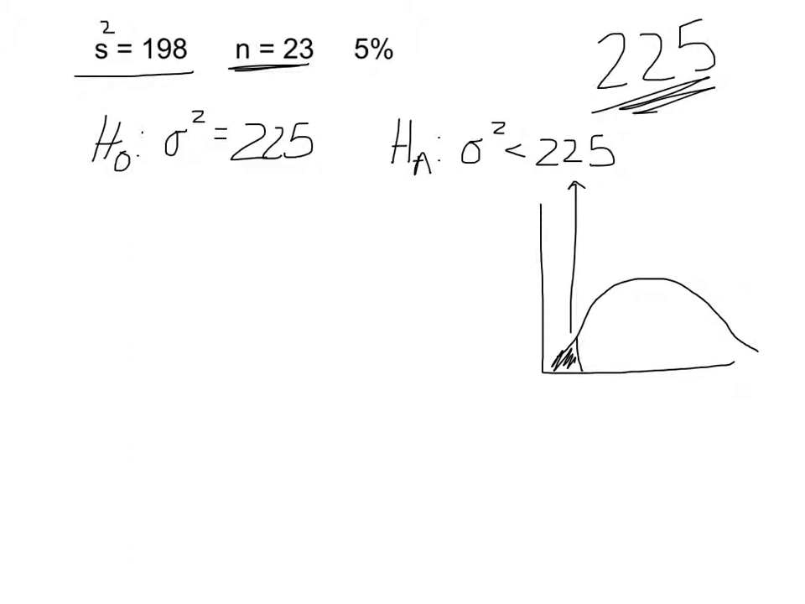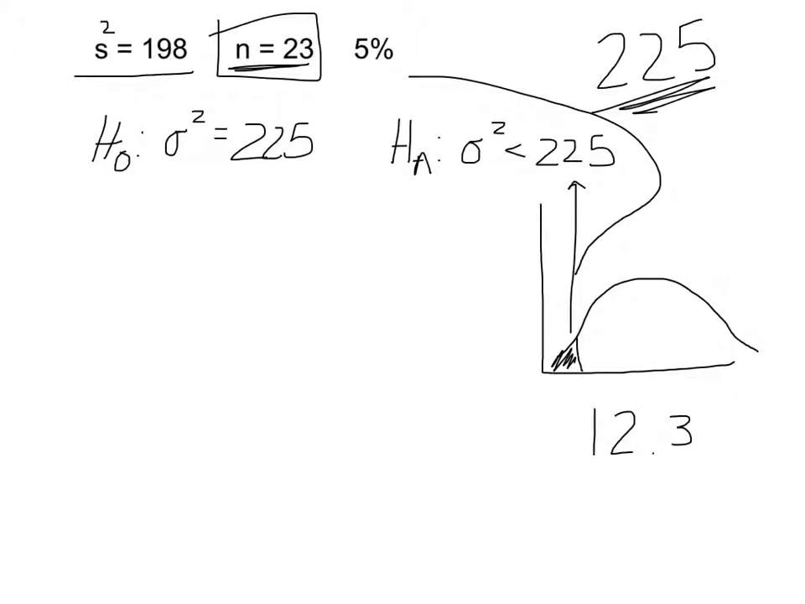My degrees of freedom in this case is n minus 1, so 22. The 0.05 is all on the left-hand side. So when I go look at my chart, I'm looking up 0.95 for 22 degrees of freedom, and I'm going to find a critical value of 12.338.